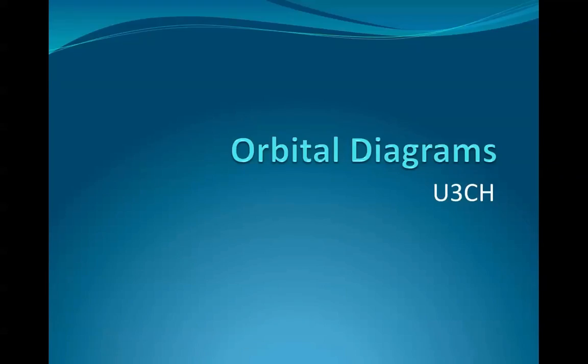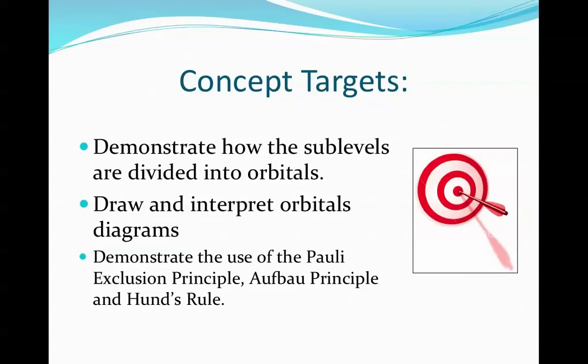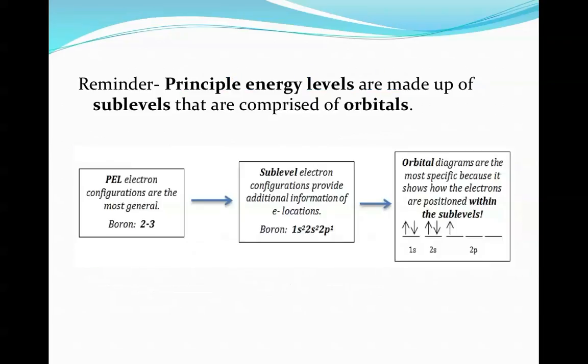Today we're going to focus on an even more specific picture of where our electrons are located in Concept H, where we're going to be focusing on how to write and interpret orbital diagrams. So students should be able to demonstrate how the sublevels are divided up into different orbitals, be able to draw and interpret these orbital diagrams, and also be able to explain the use of the Pauli exclusion principle, the Aufbau principle, and Hund's rule.